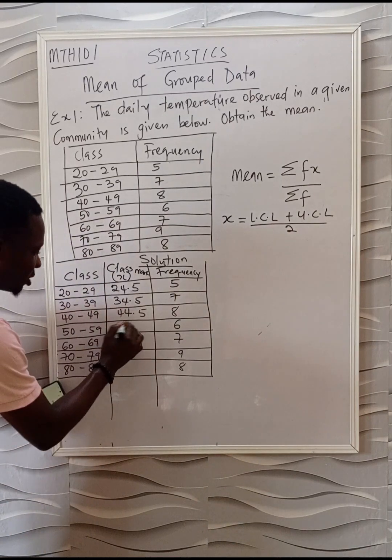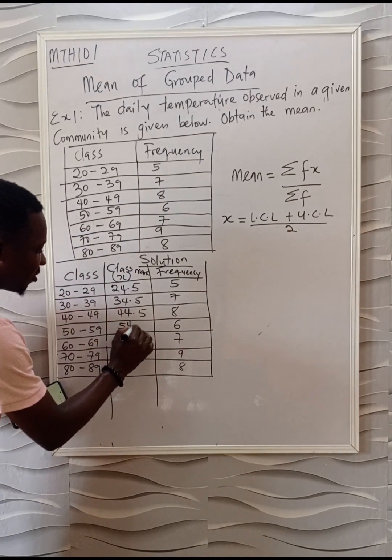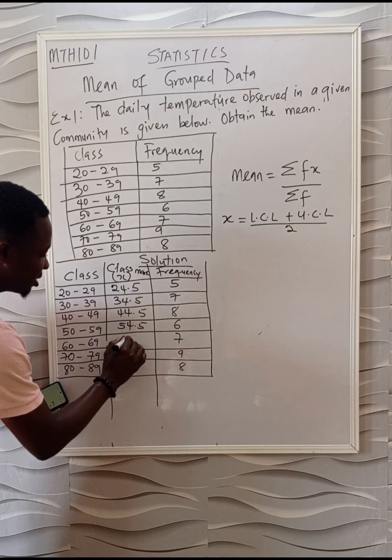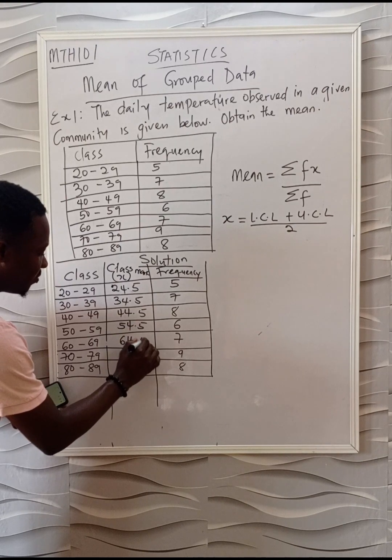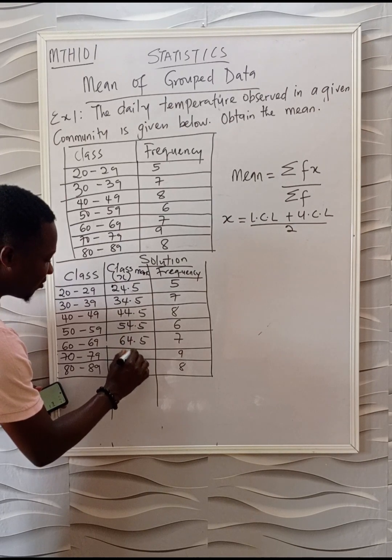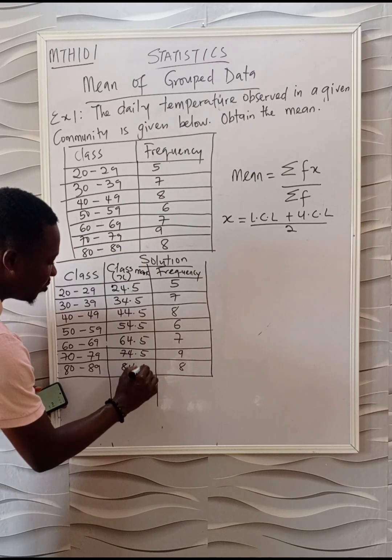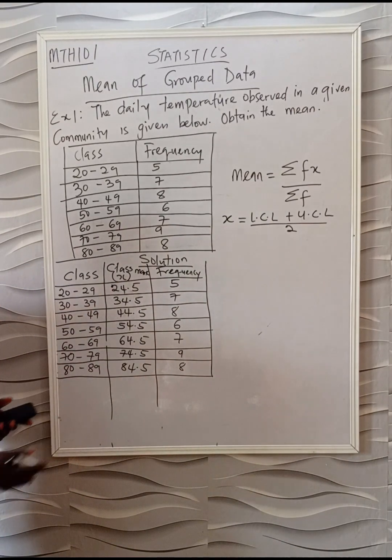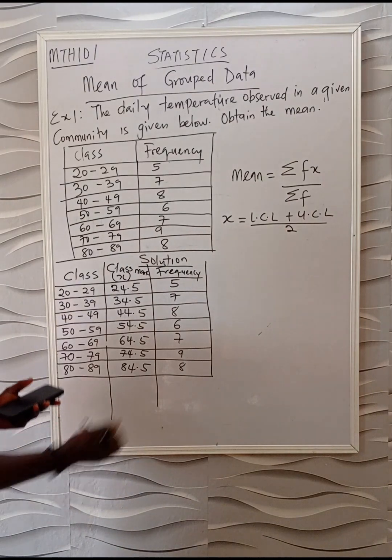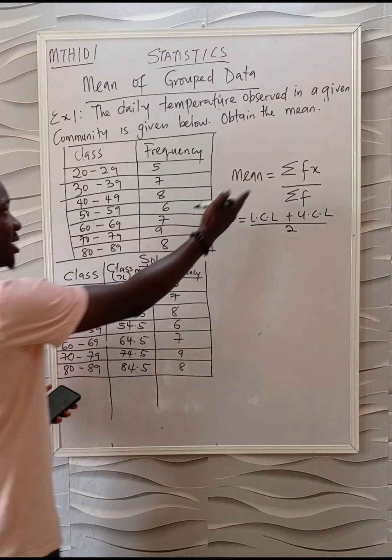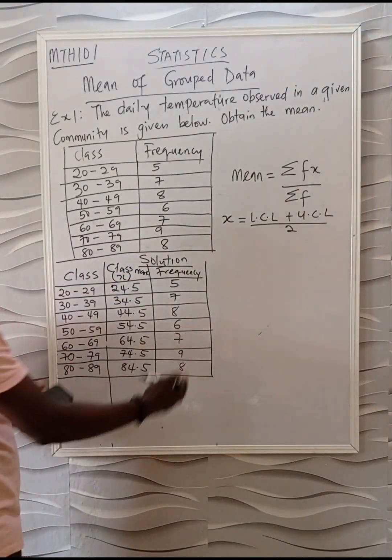So we can just go through. The next one gives us 54.5, the next one gives us 64.5, the next one gives us 74.5, and finally 84.5. So we have gotten our class marks, and I believe we've gotten everything needed to solve this particular question.